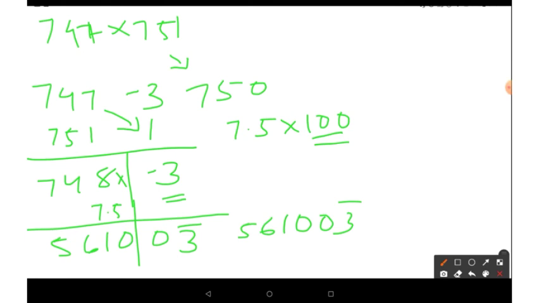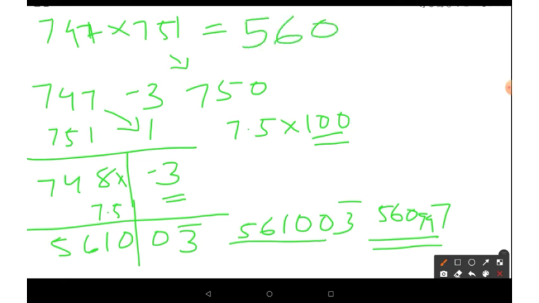Okay, so now you have to remove the bar. What is the rule? You have to subtract the last digit from 10. So 10 minus 3, you will get 7. And for this number, no other bar, so take the whole number 56100 minus 1. What you will get? You will get 56099. So our answer is 560997. So 747 into 751, our answer is 560997. That is the answer.